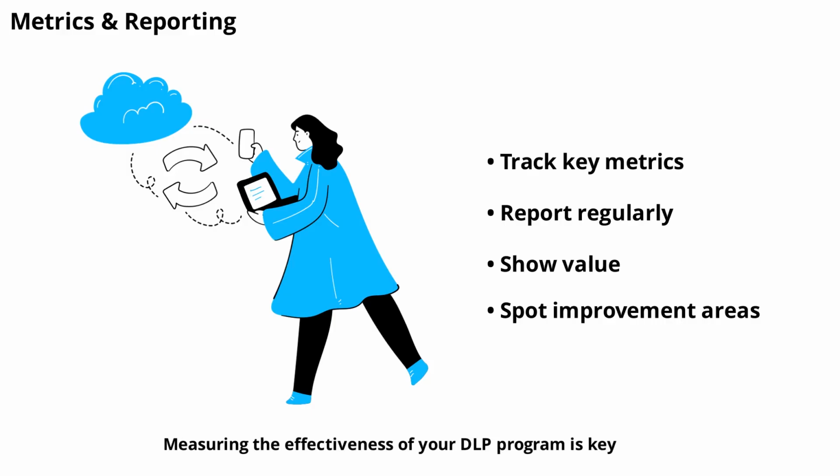Measuring the effectiveness of your DLP program is key. In this ongoing phase, you'll track metrics like incident rates, policy violations, and user compliance. Regular reporting, typically monthly or quarterly, helps you demonstrate value to stakeholders and identify areas for improvement.